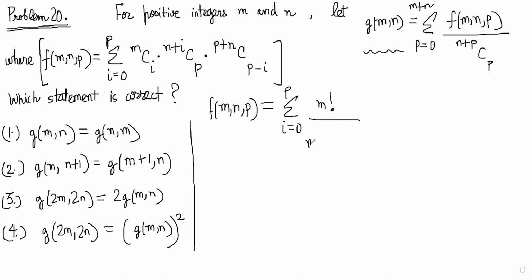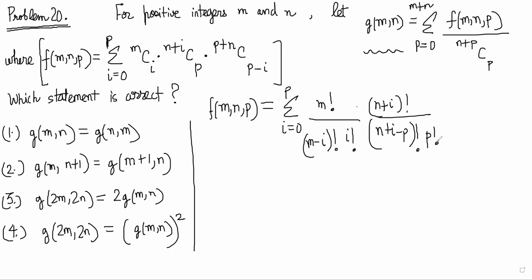So mCi becomes m factorial by m minus I factorial I factorial. n plus I C p becomes n plus I factorial on top by n plus I minus p factorial and p factorial. And finally, p plus n C p minus I becomes p plus n factorial by p minus I factorial. And then you subtract p plus n minus p plus I. So it becomes n plus I factorial here.